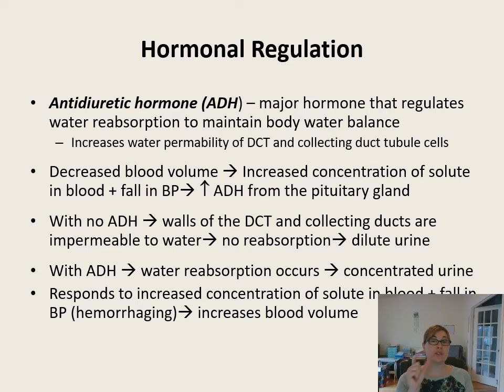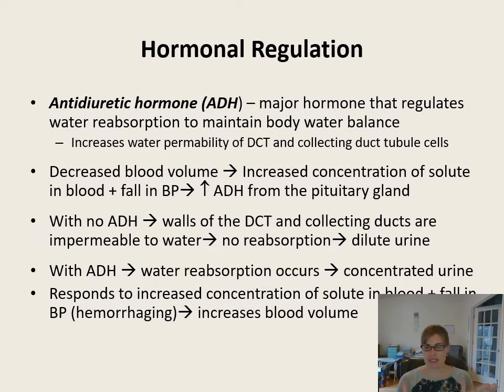So increased concentration of solutes in blood means there's not enough water. It means that your blood is starting to have a lot of dissolved substances in it, and the concentration of them increases because there's less water. And so when you have less water, your blood pressure will drop. It's just like a hose that has a leak in it. So antidiuretic hormone is released.